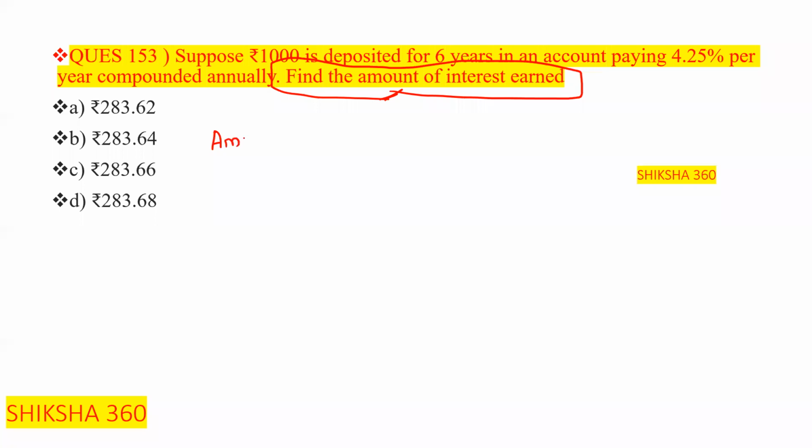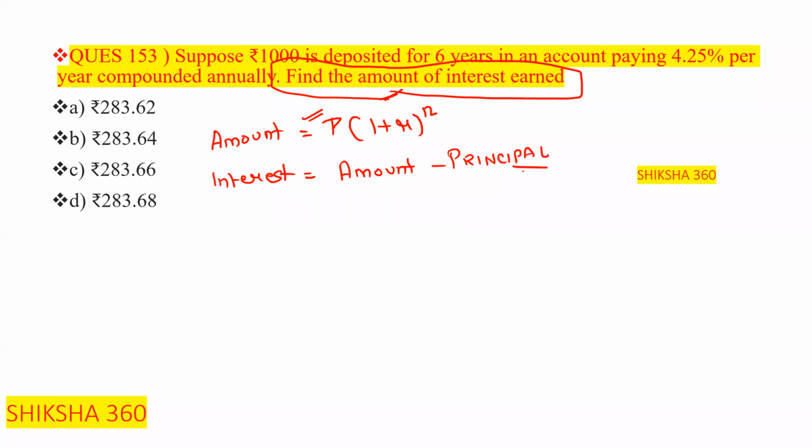Amount is calculated as principal into 1 plus r power n. That is how we calculate the amount. And how are we calculating the interest? Interest is amount minus principal. Amount minus principal is how we calculate the interest.